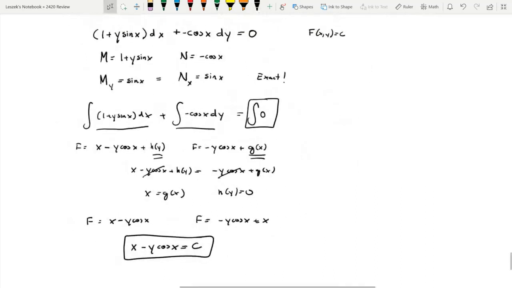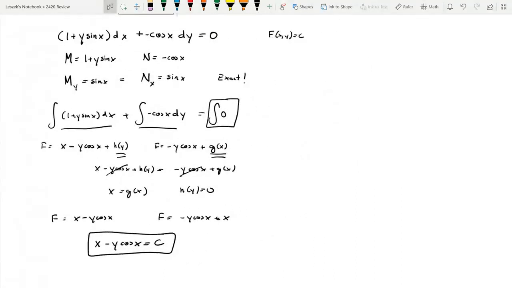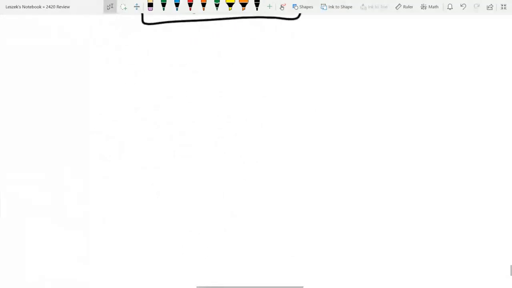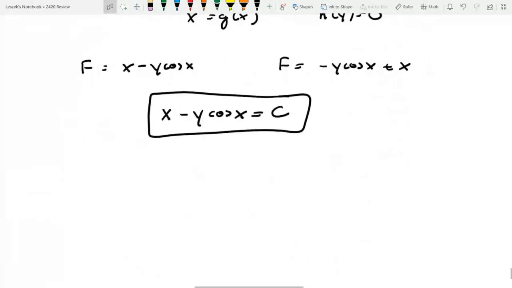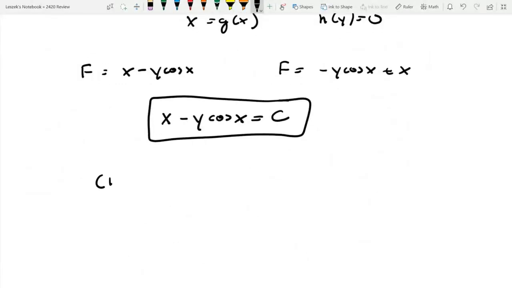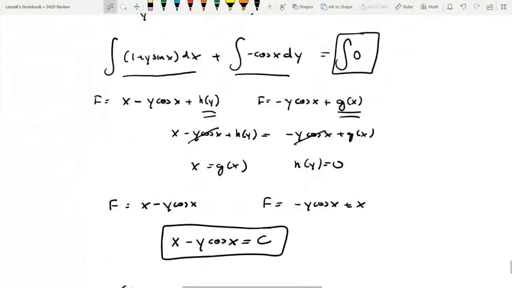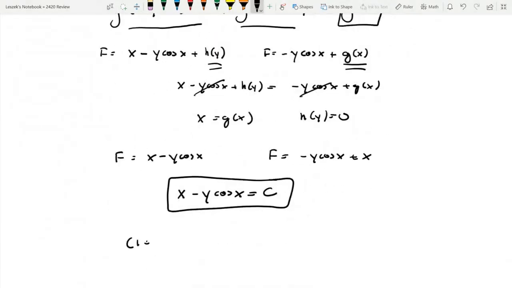Okay. So the other way people do this to find f, let's see if we got it here. Make sure I write it down correctly. 1 plus sine.